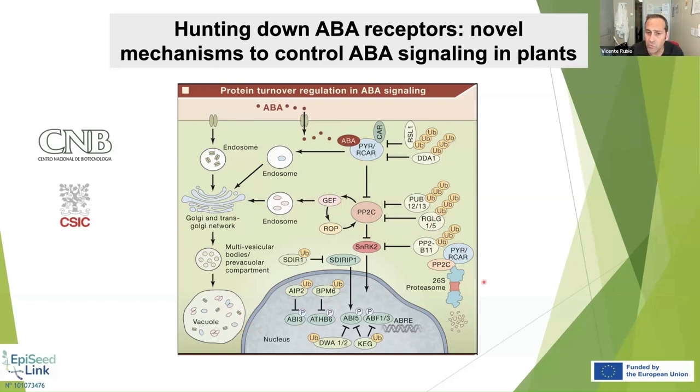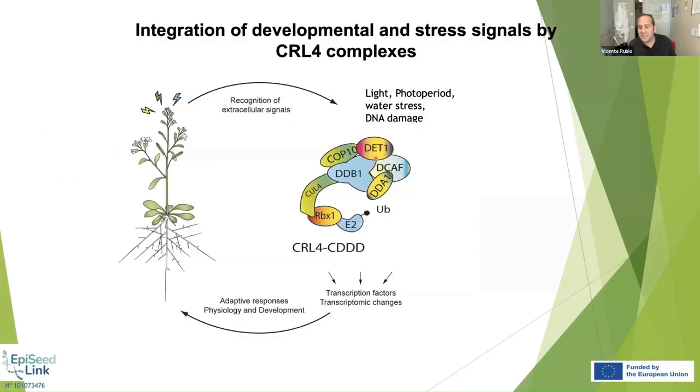And I will show you one example of each of these that we have of approaches based on this targeted degradation of ABA receptors through these two different pathways that we have undertaken in our laboratory. The first one is based on this protein that you can see here, DDA1, which is going to mediate the degradation of specific ABA receptors. So what is this DDA1?